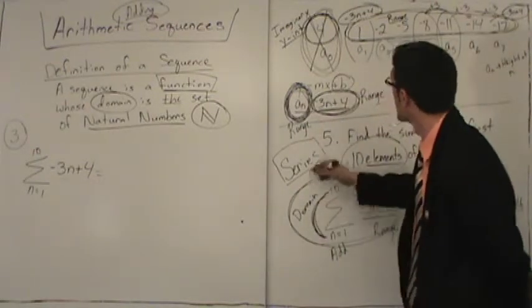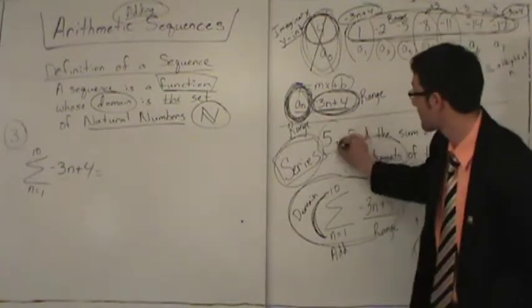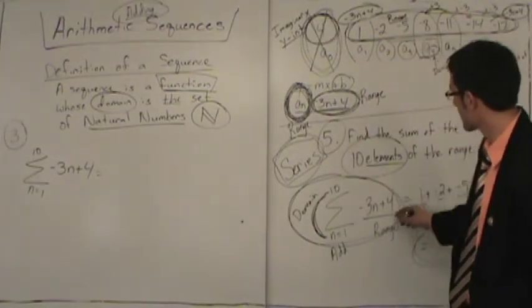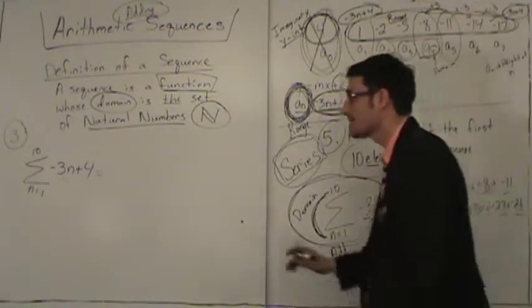Series is the sum, or add the values in the range. Everything we're looking at right now is series, from step 5 on. We're adding the values in the range. This is completely different from sequence.